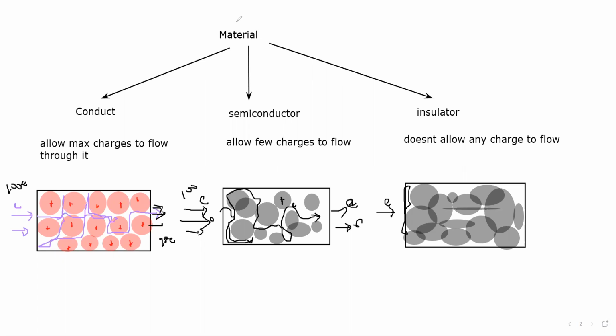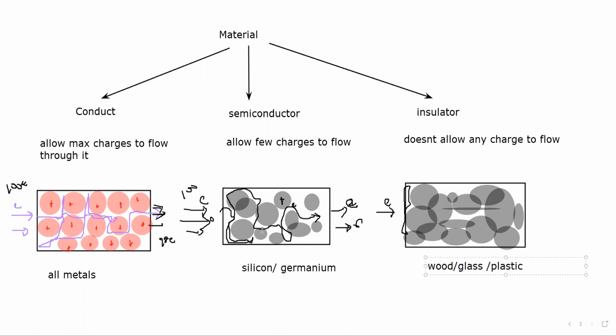So examples of conductors: all metals are conductors. Examples of semiconductors: silicon, germanium. And examples of insulators are wood, glass, plastic. These are insulators.